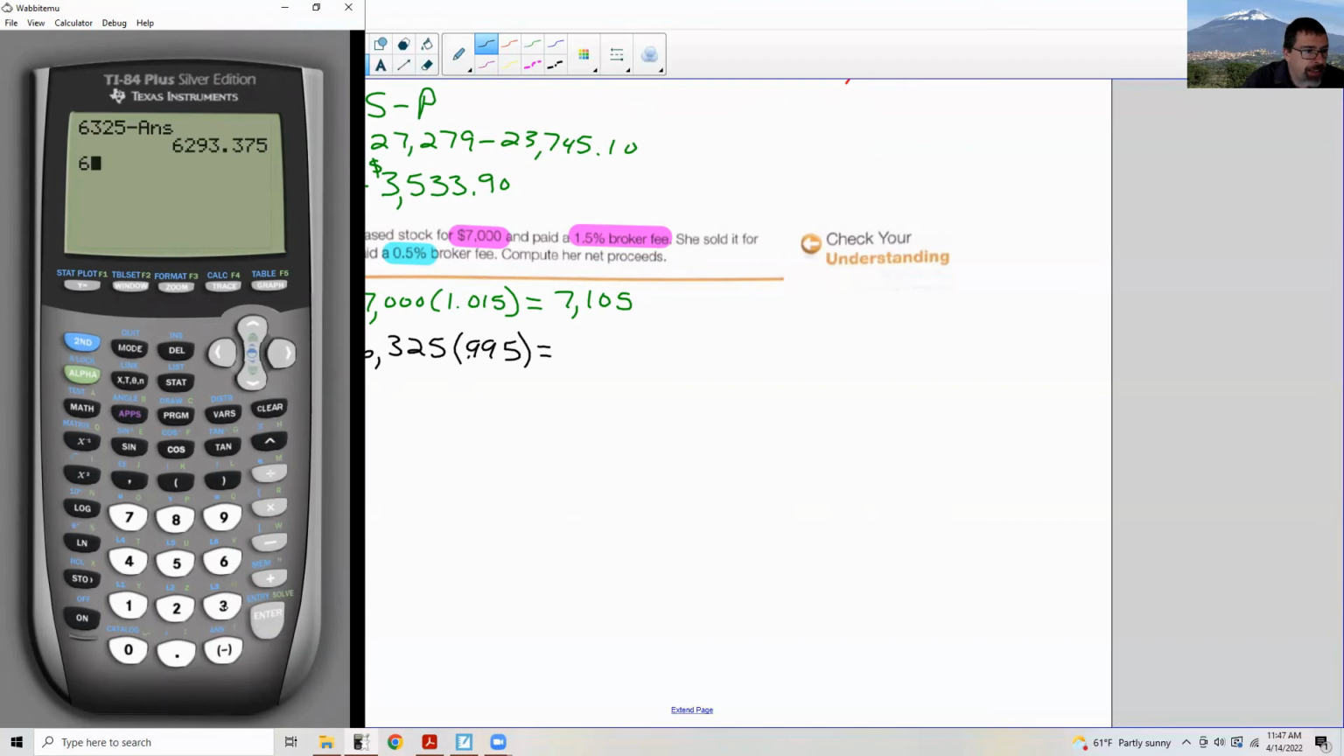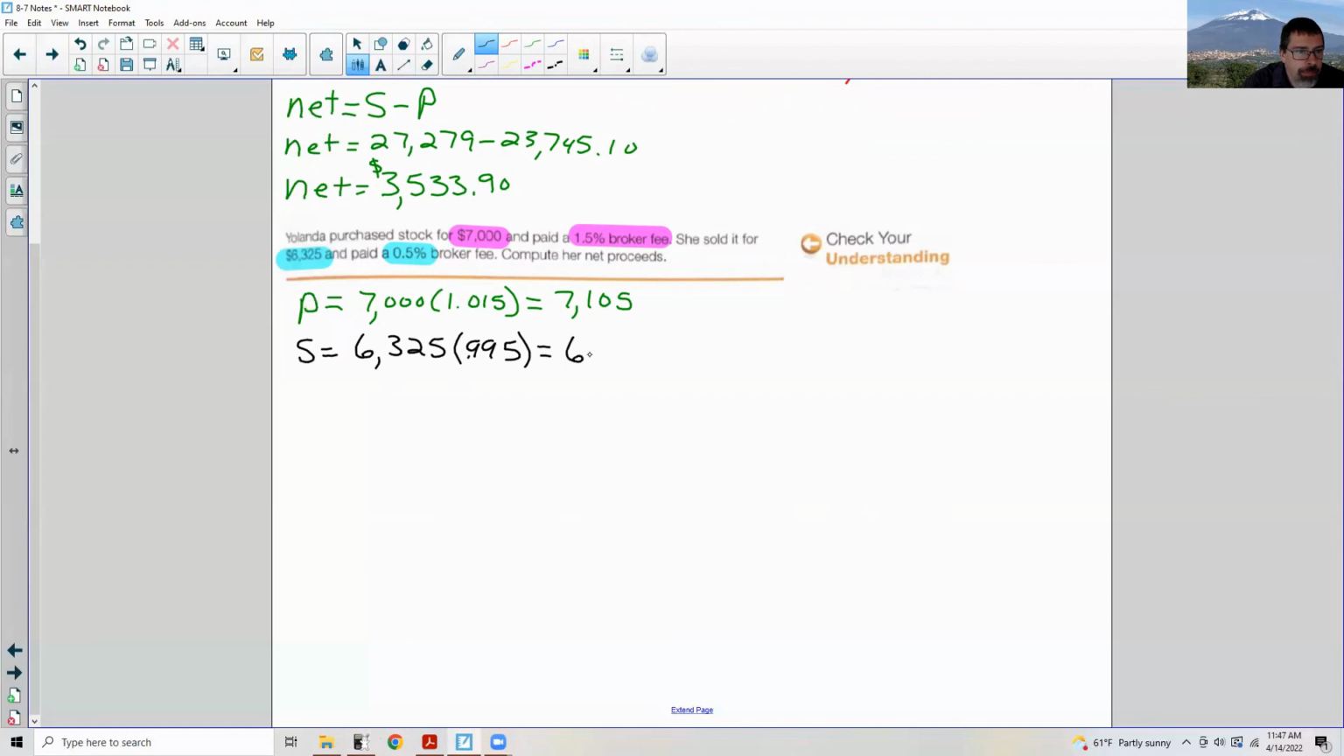But if I take that $6,325 and multiply it by 0.995, I should get the same answer. And there it is in one step. So it's 62.93.38. We rounded to a penny.